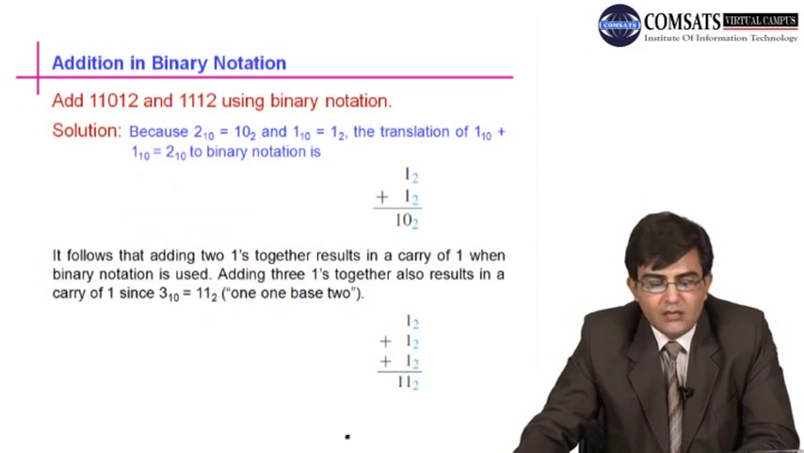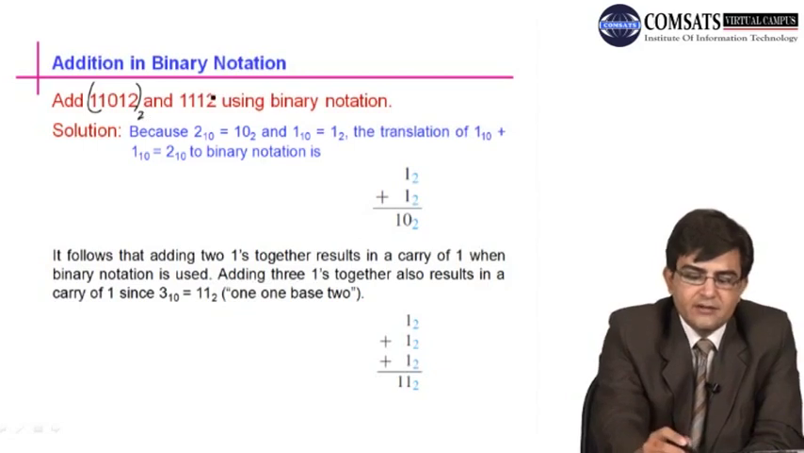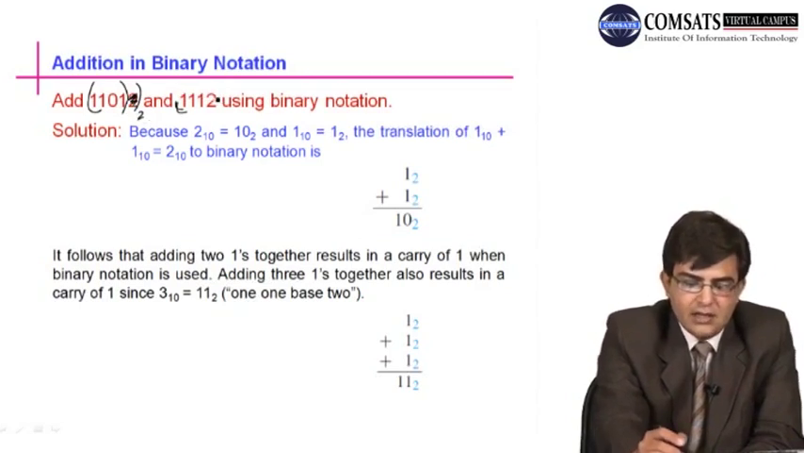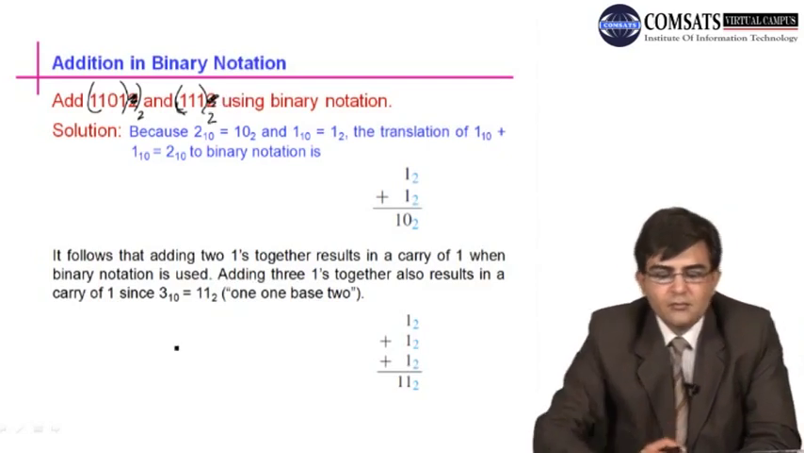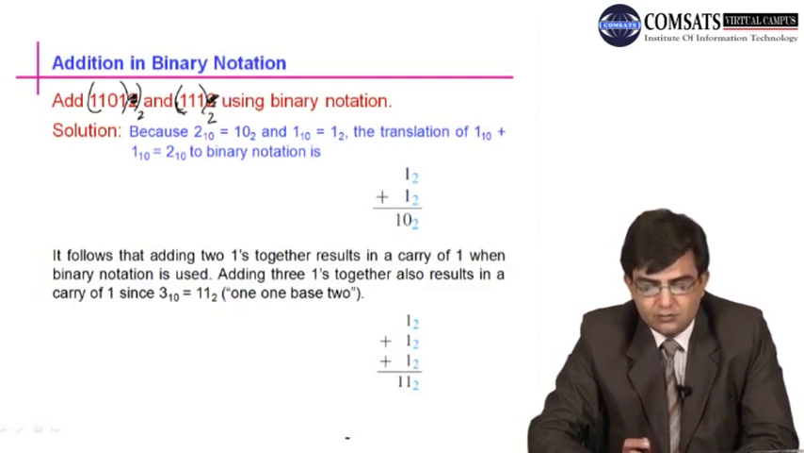Now, how to add these numbers in binary notations? If we are given these two numbers in binary notation, this is base 2 here. Here we have 111 base 2. So add 1101 base 2 and 111 base 2 using binary notations.